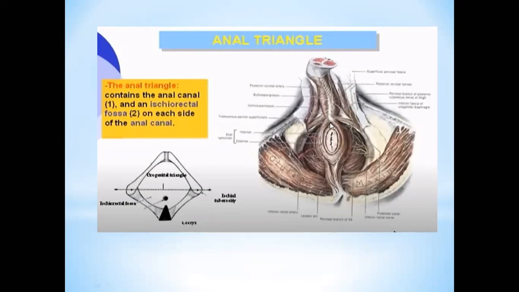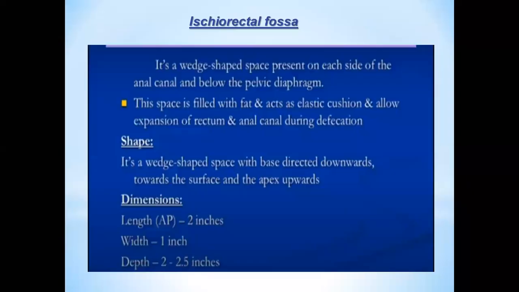Now, if you look here, this part is the anal triangle in this diagram, because this is the anal sphincter, which is here. And you can see here the gluteus maximus muscle, which is overlapping the ischial tuberosity on both sides. So this small space is known as the anal triangle.